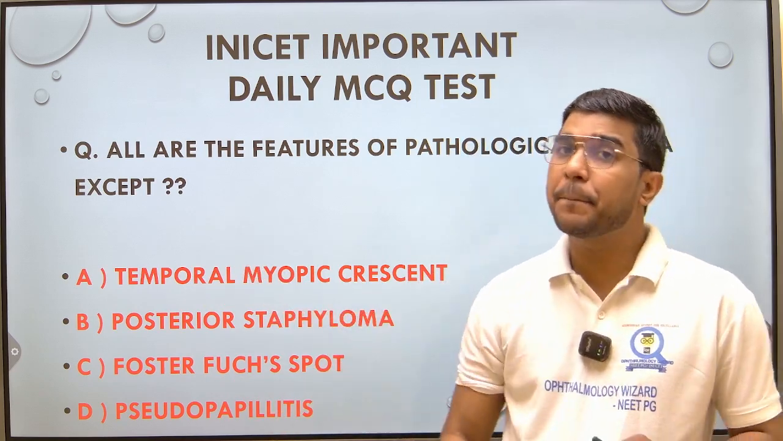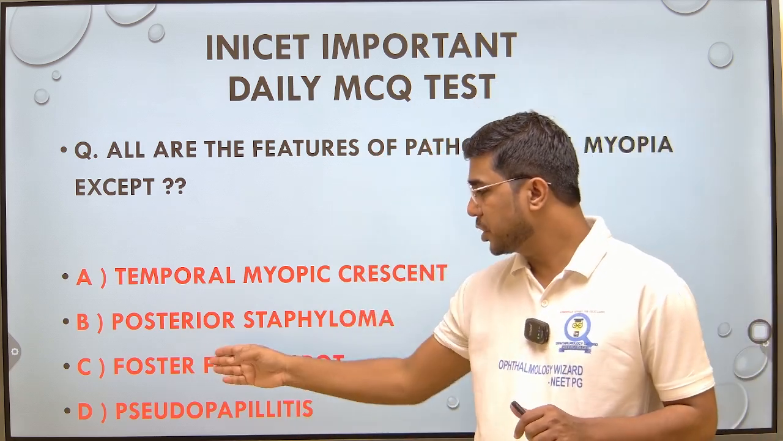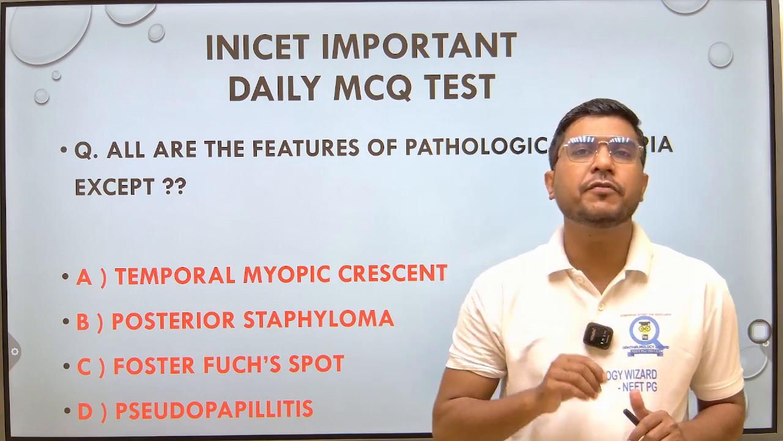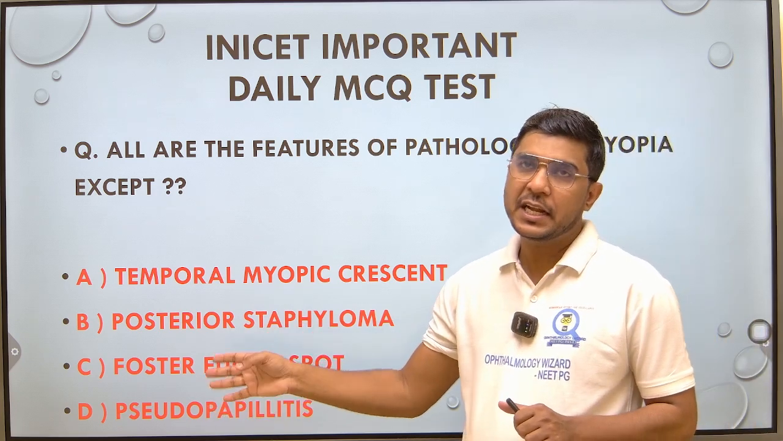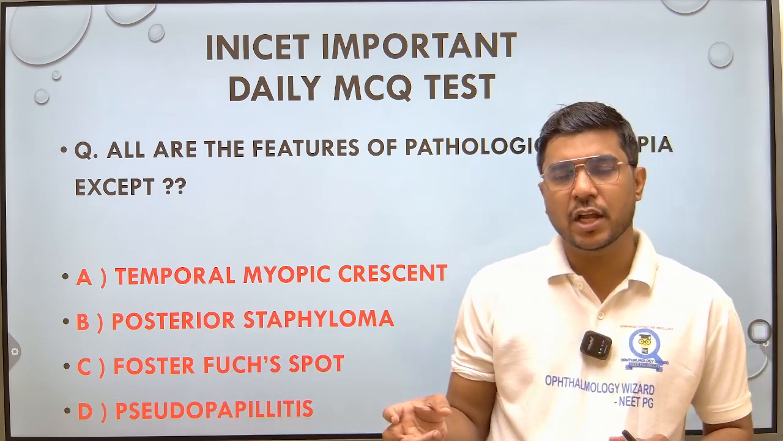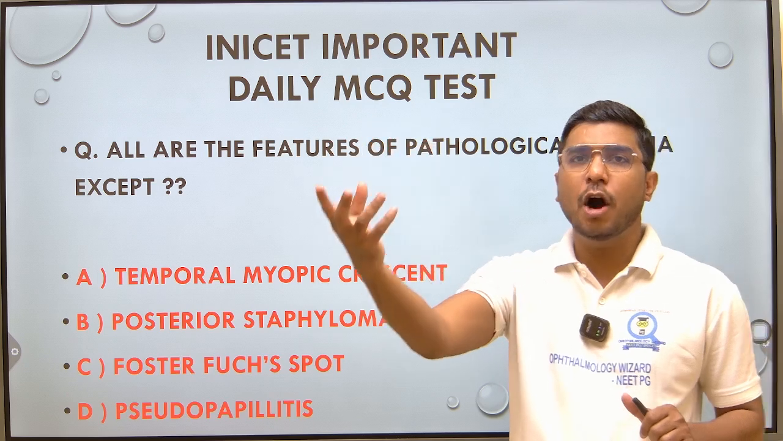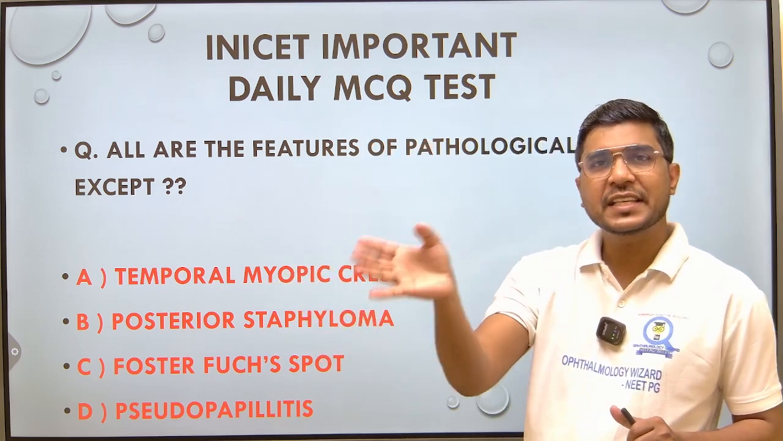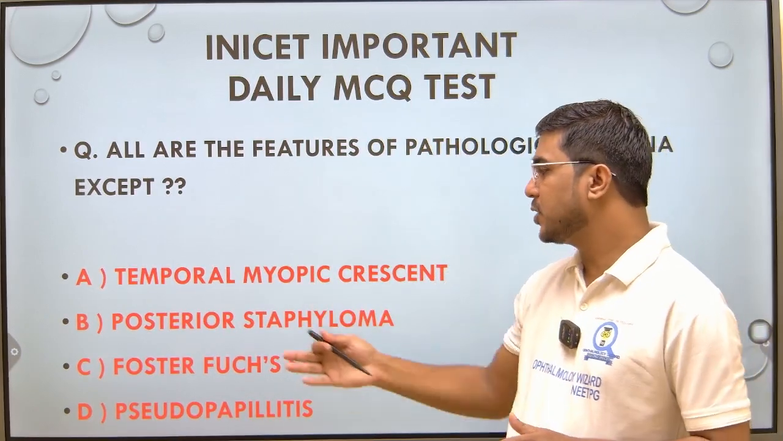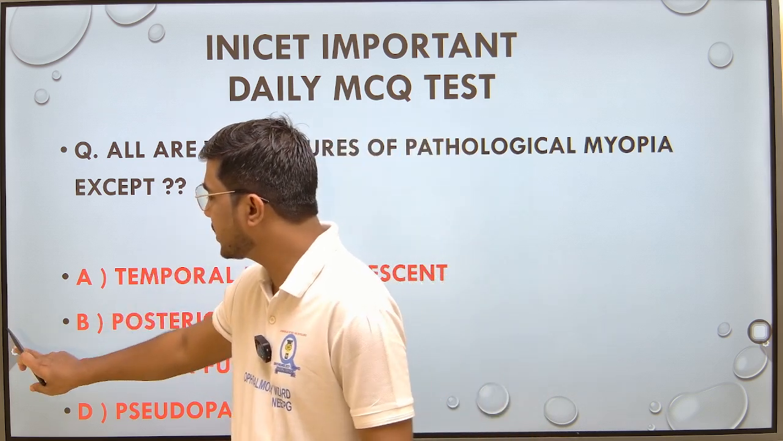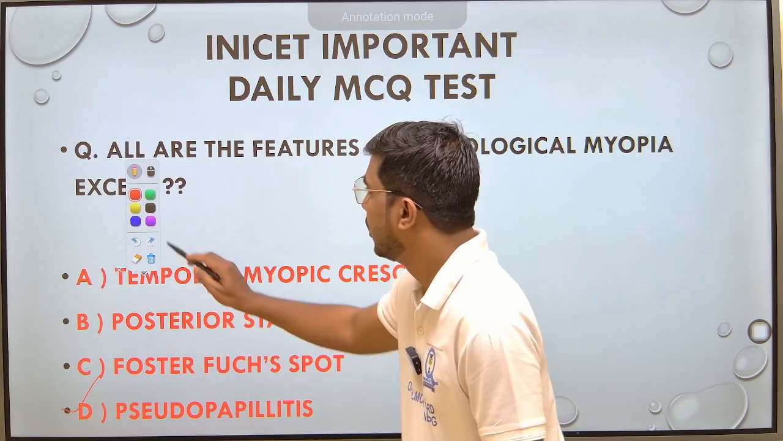Posterior staphyloma is pathognomonic of high myopia or pathological myopia. Foster Fuchs spot is a very peculiar feature of high myopia. So what we are left with is pseudopapillitis. It is because of the disc crowding, the small disc in hypermetropia, which gives a feel of papillitis, but it is actually a false feeling. That's why it's pseudopapillitis. So the answer for this MCQ will be this one.